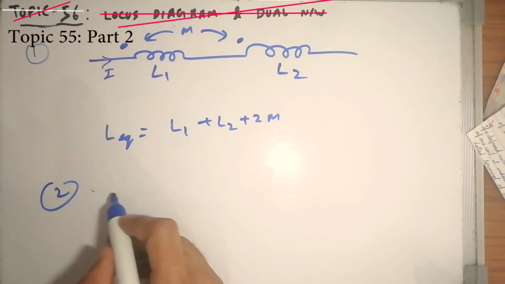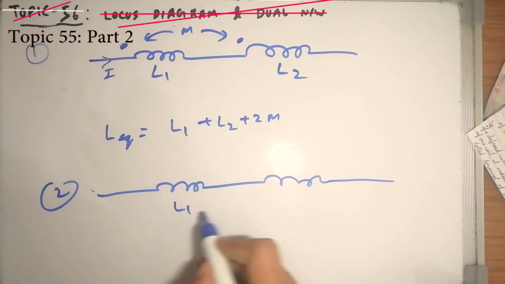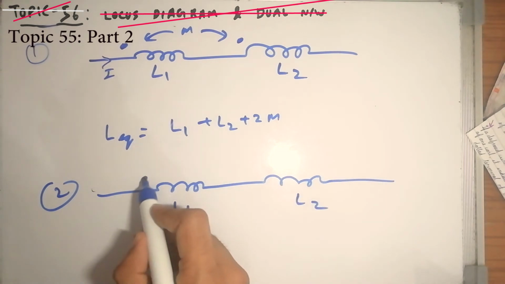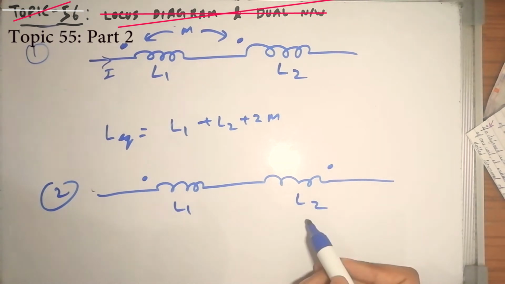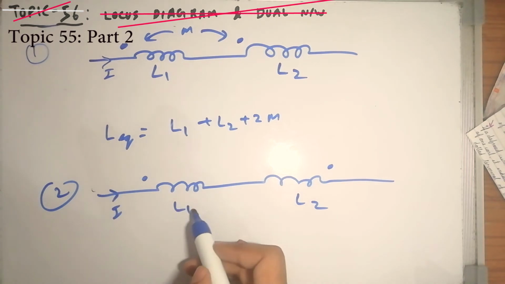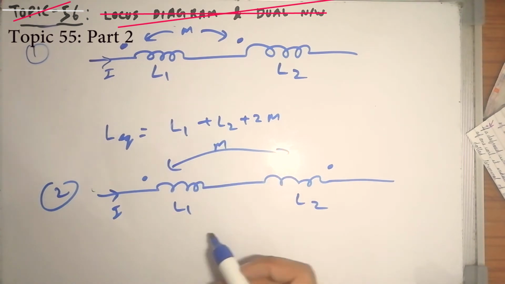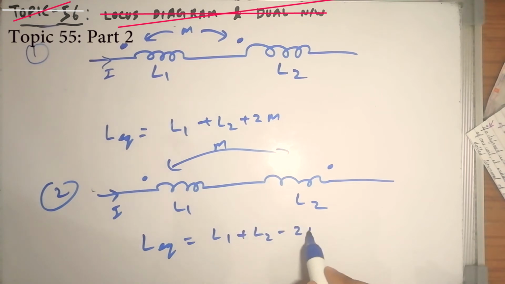And another case can be L1, L2, where the polarities are given in this fashion. Let me say the current is entering in this way, and the mutual inductance is M. Now L equivalent will be given by L1 plus L2 minus 2M. These two inductors are said to be in opposition.